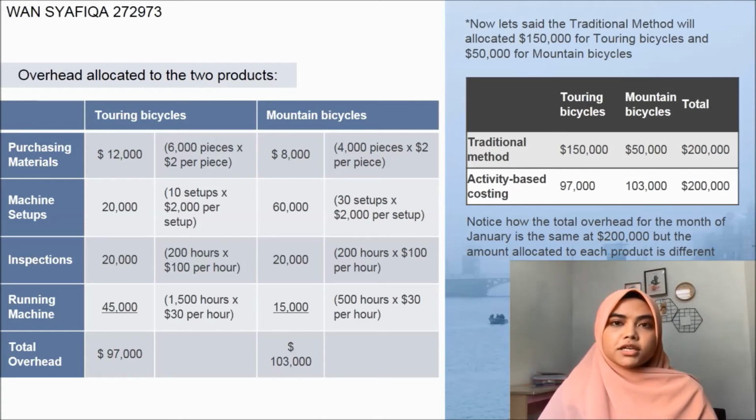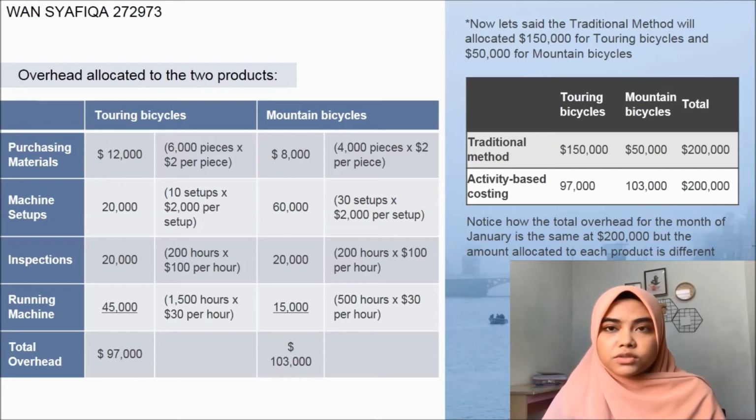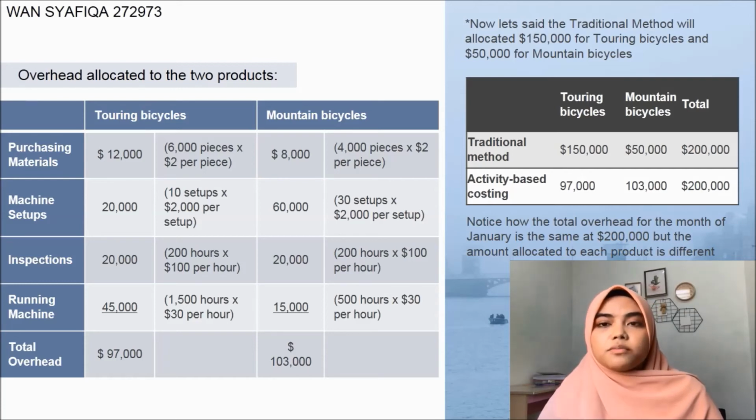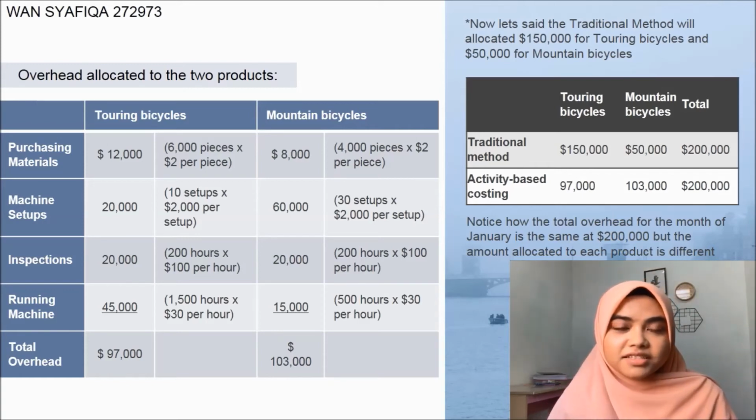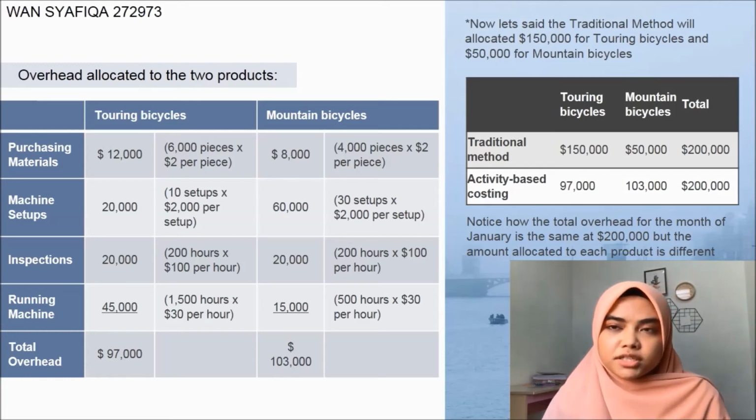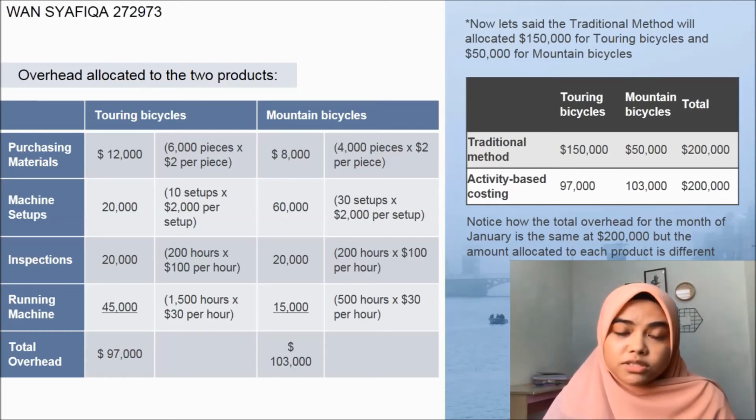For the touring bicycle, purchasing materials is 6,000 pieces times $2 per piece, machine setup 10 setups times $2,000 per setup, inspection 200 hours times $100 per hour, running machines 1,500 hours at $30 per hour. That will be calculated in a total overhead of $97,000.